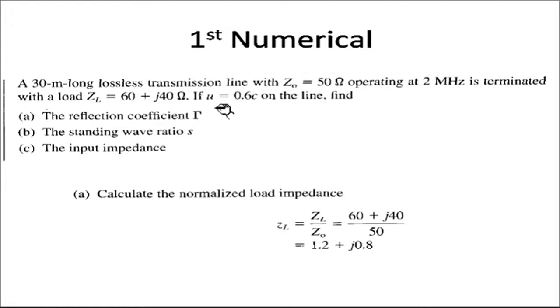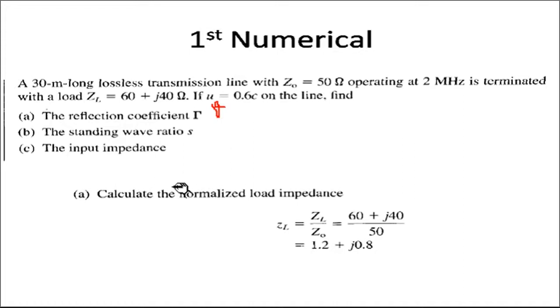If u, or it can be represented as v also, u equal to 0.6 c on the line, then find, where c is the velocity of light in free space. So 0.6 into 3 into 10 raised to 8 we need to calculate. So calculate the reflection coefficient, standing wave ratio and input impedance. It's very easy to calculate these expressions, but first of all try to understand.